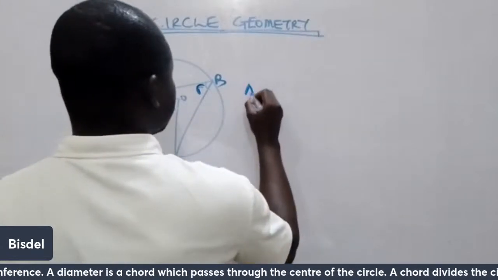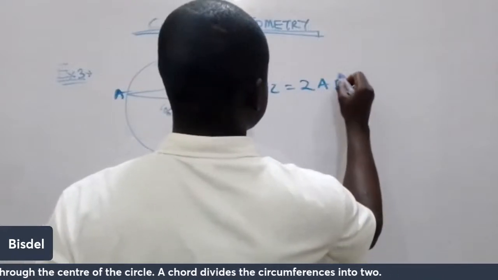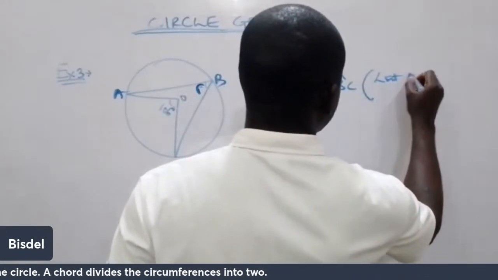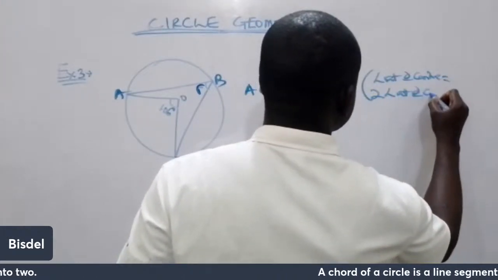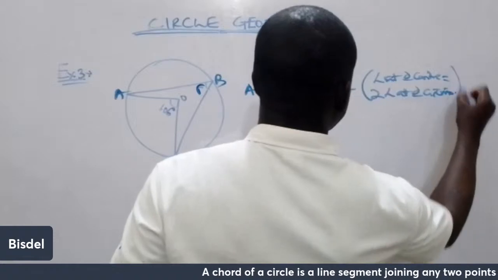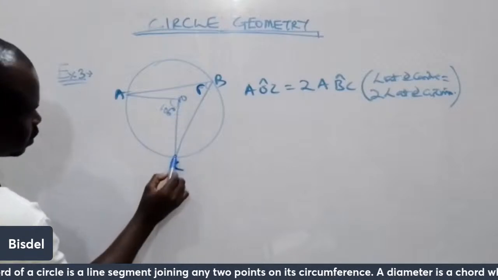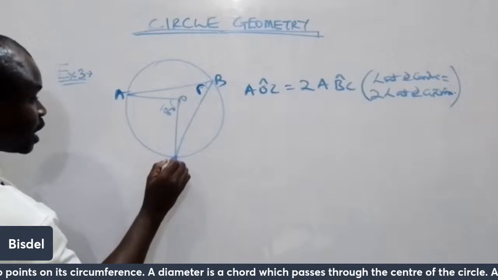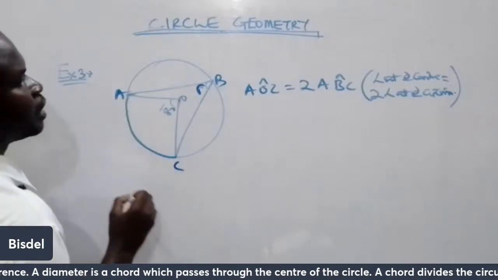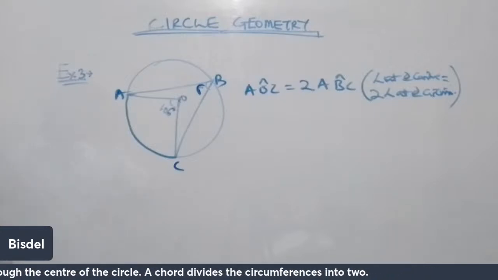In this case now, I will say angle AOC is equal to 2 angle ABC. Reason: angle at the center is equal to 2 times angle at the circumference. Look, the angle at the center is here, from here back to this point. The one at the circumference is here, from this place back to this place. Both the one at the center and the circumference are subtended by this minor arc. So once you check it out and you are sure that they are subtended by the same arc, you can make the generalization that the angle at the center is equal to 2 times the angle at the circumference.